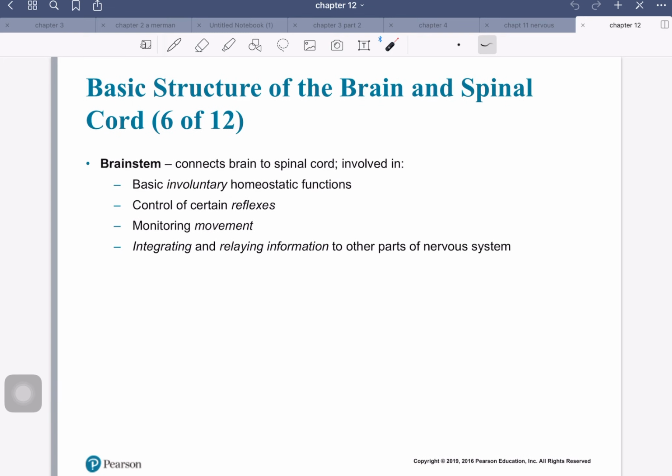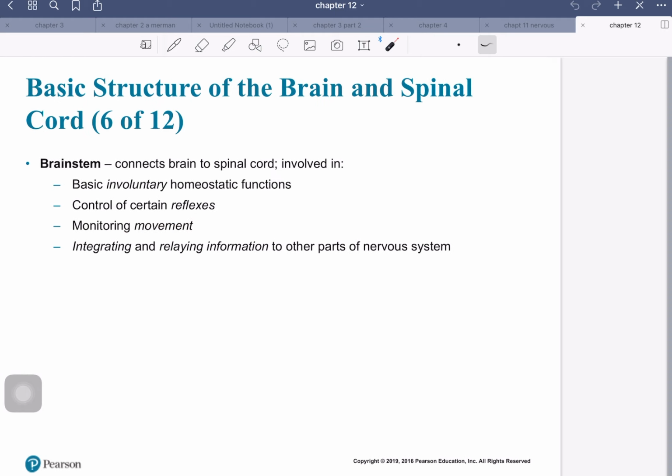And the brain stem connects the brain to the spinal cord and is involved in basic and involuntary homeostatic functions. There's a lot of nuclei, control centers, in the brainstem for respiration, associated with the cardiovascular system also. It controls certain reflexes and monitors movement. Things like proprioception, things like that. We have tracts for proprioception. Proprioception is knowing where your body is in three-dimensional space. Integrating and relaying information to the other parts of the brain.